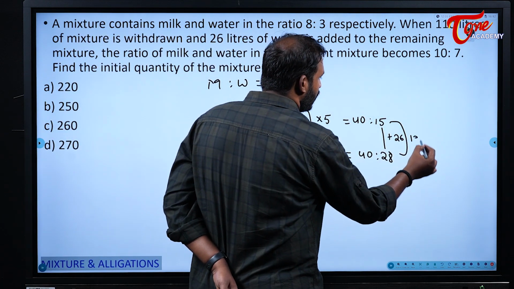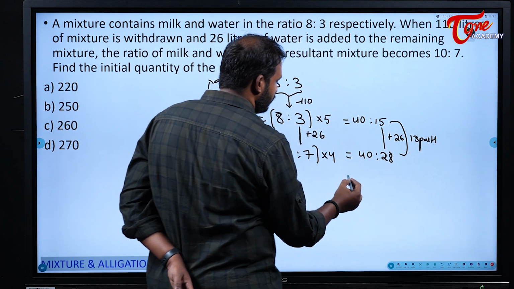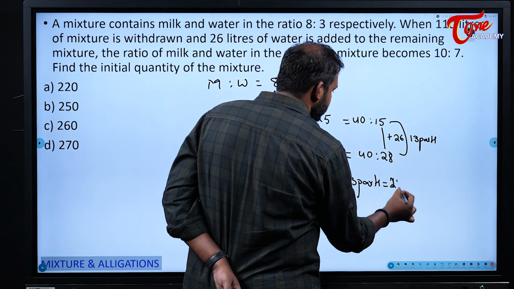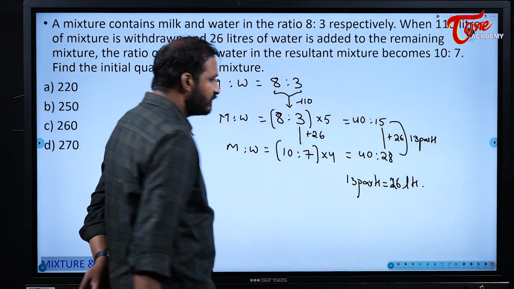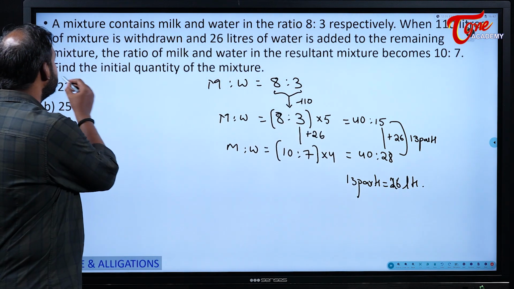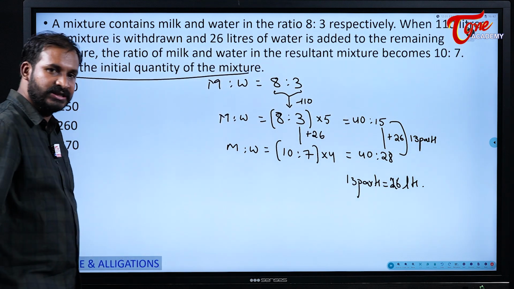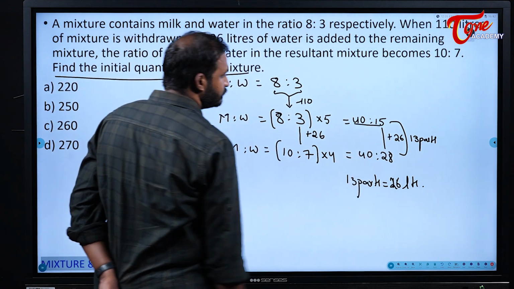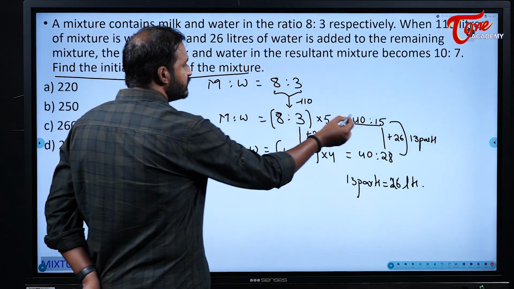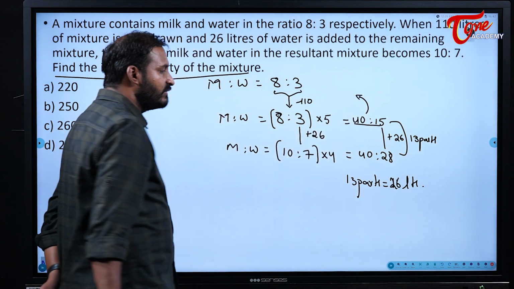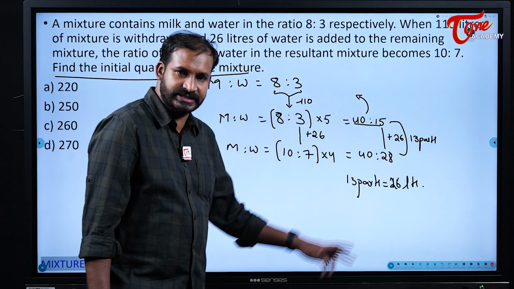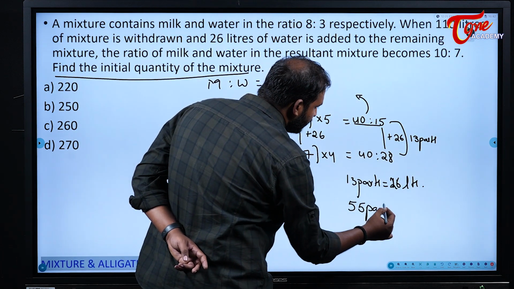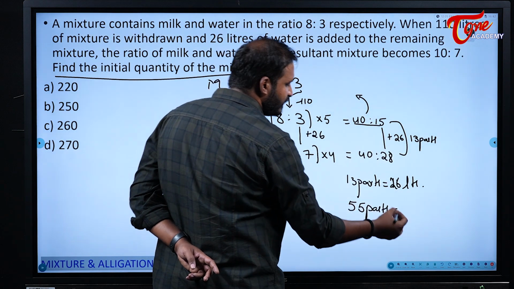13 parts is equal to 26 liters. What are they asking us? Find the initial quantity of the mixture. For that, first of all, we will find this one, because to this we will add 110 to get the initial quantity. If 13 parts is 26 liters, what about 55 parts? It will become how much?